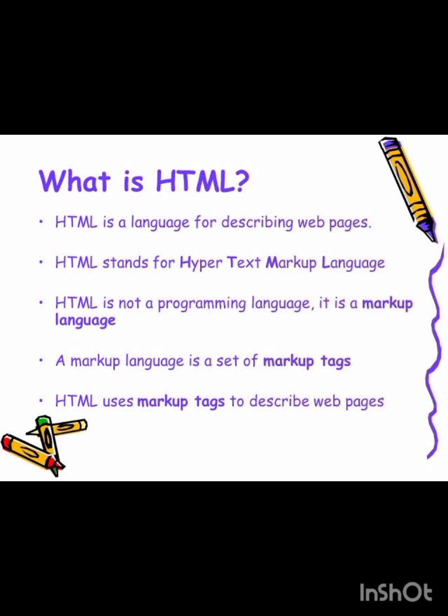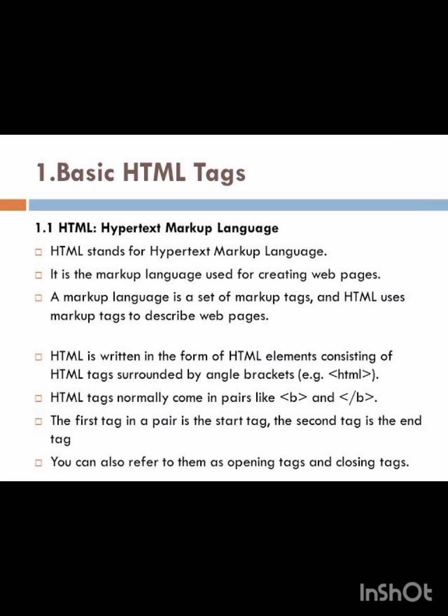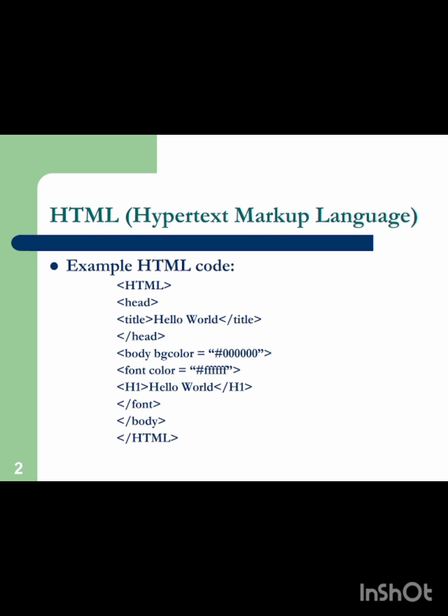These tags are used to define different parts of a web page, such as headings, paragraphs, links, images, lists, tables, forms, multimedia. HTML documents typically consist of: 1. Doctype declaration, 2. HTML element, 3. Head element, 4. Body element.